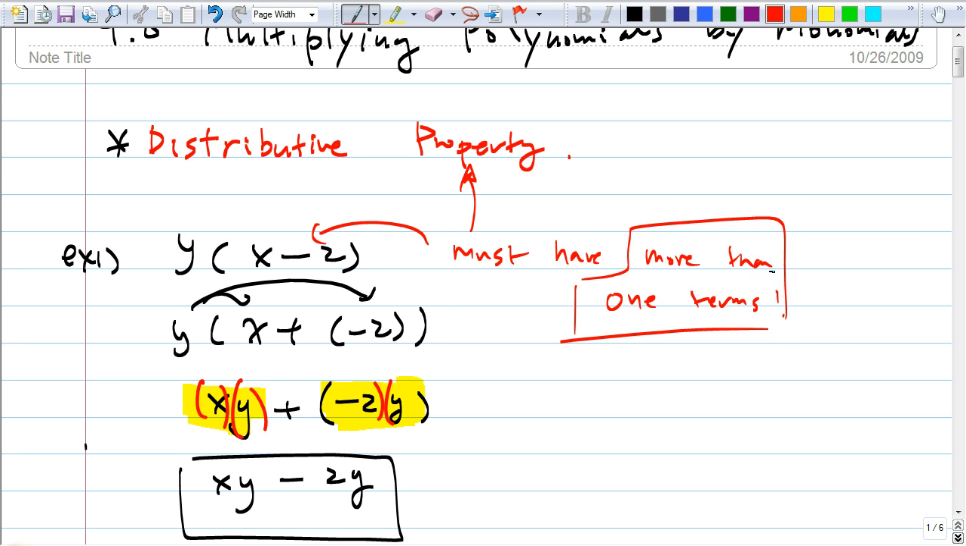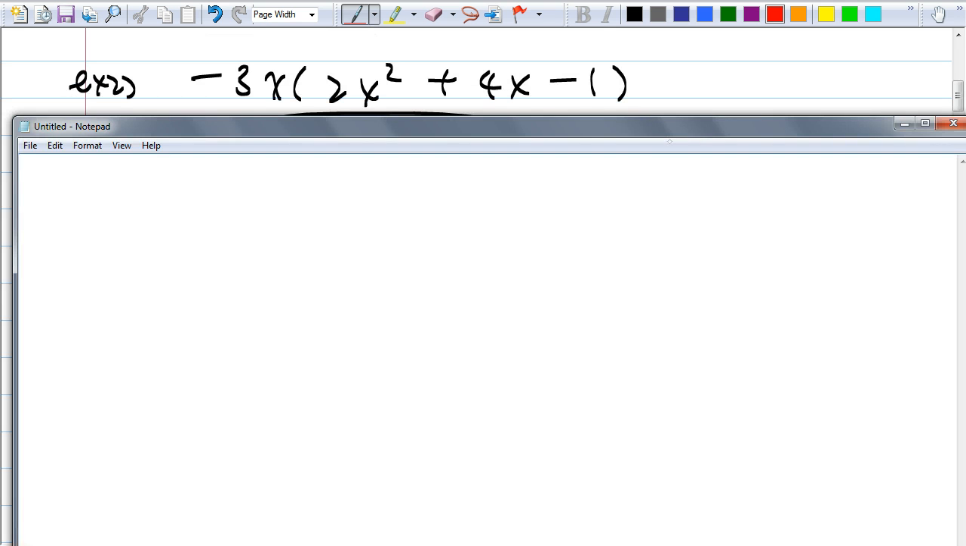Okay, may I go to example 2 then? Yes? Okay. So take a look at example 2. Could we distribute in this example? I have the monomial negative 3x times parentheses 2x squared plus 4x minus 1. Could we distribute in this case, guys? Yes. Addison, why not? Oh, okay, so we can distribute, right? Why? Because look at how many terms we have inside. We have more than one. We have 3 terms. So we should distribute now.